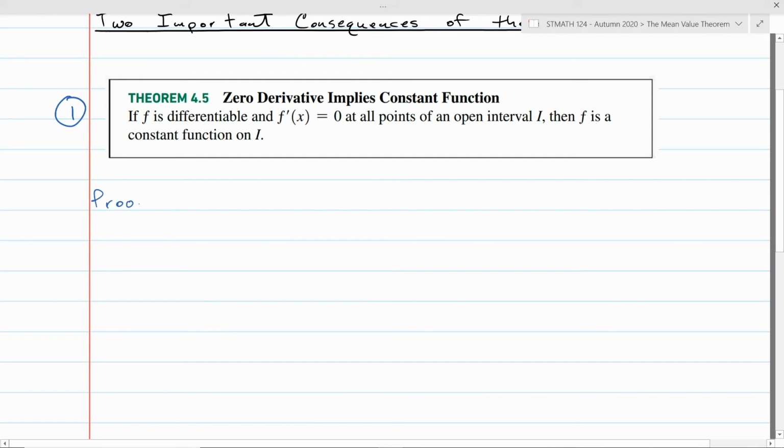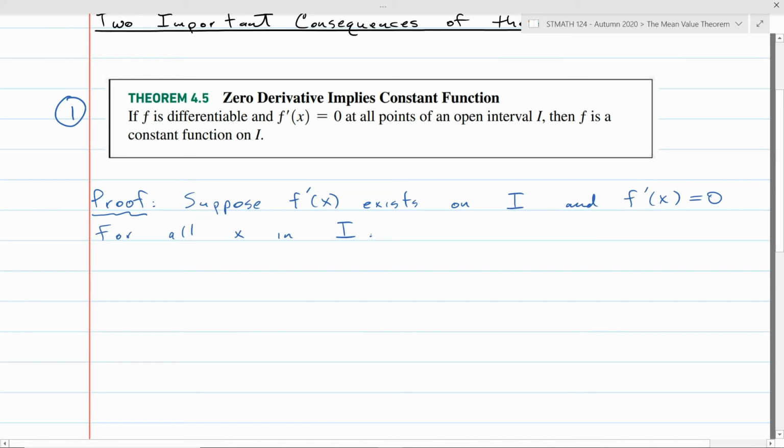In other words, let me give you a little proof of this. So we want to start off by supposing that f prime of x exists on this open interval I, and f prime of x is equal to 0 for all x in I. That's the hypothesis of that. Now I want to show that f is a constant function. So how do you show a function is constant?